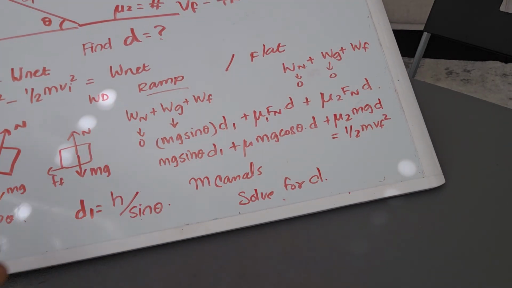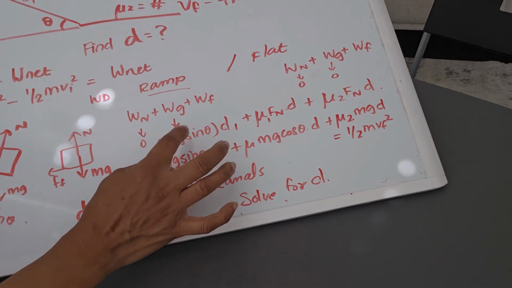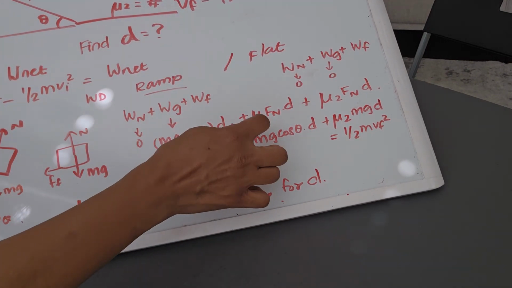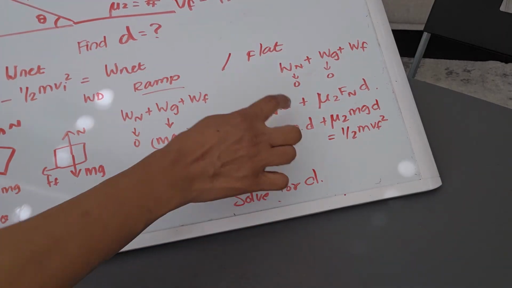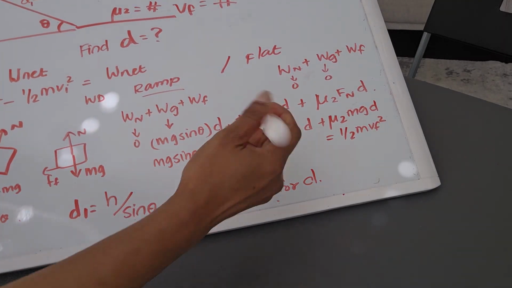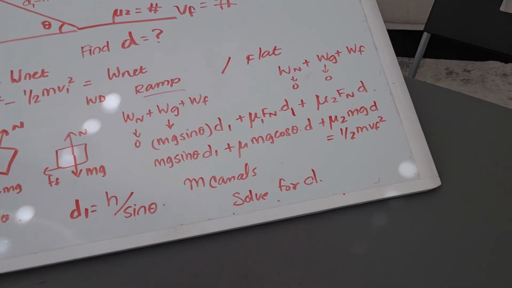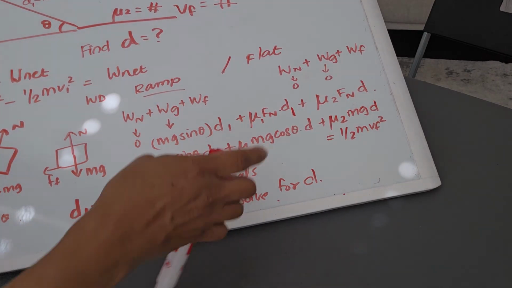And then for the work done by gravity, we only have the horizontal part that's contributing to the work done. By friction is going to be mu1 times force normal times d1. And you also know force normal is equal to mg cosine theta, so we plug that in.